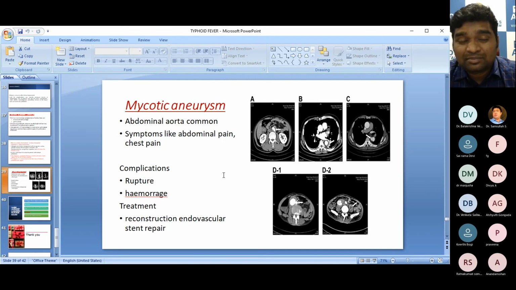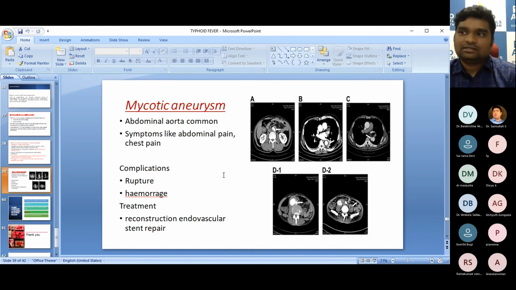This may be missed. But the important thing here is the complications. Complications, rupture and hemorrhage, can lead to drastic outcomes. So treatment is reconstruction. First we have to stabilize the patient. We have to use antibiotics for 3 to 4 weeks if the patient is stable. Then we have to go for surgery, and post-operatively also, up to 3 months, we have to continue the antibiotics.